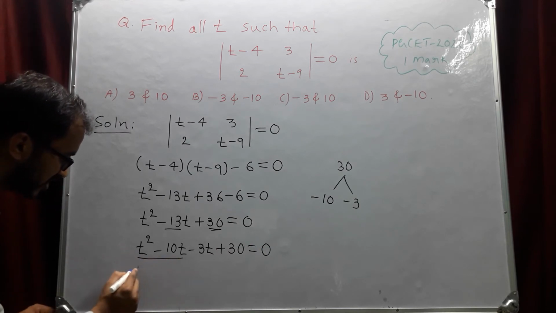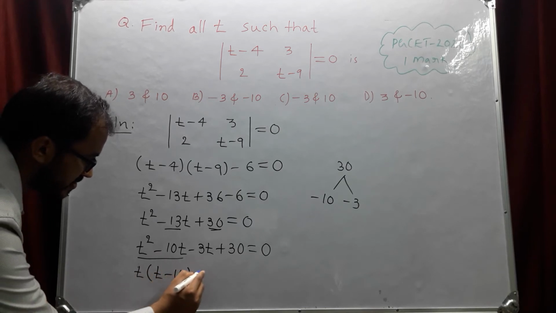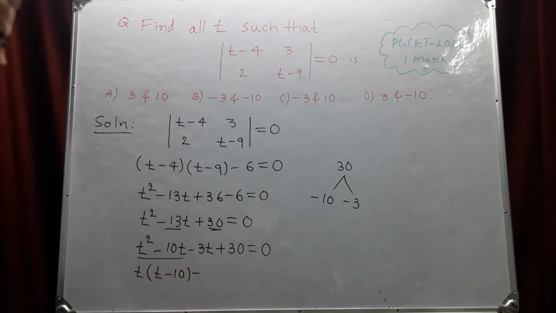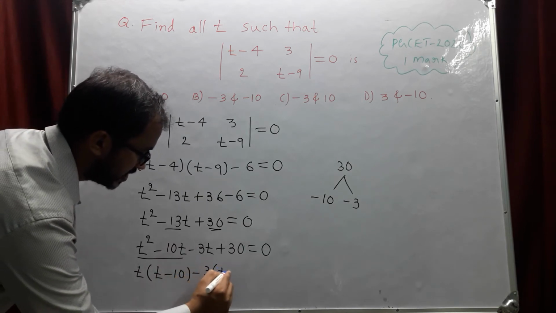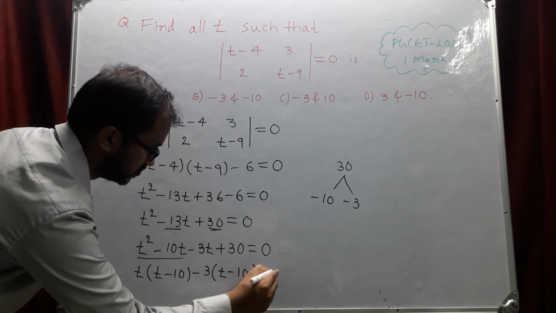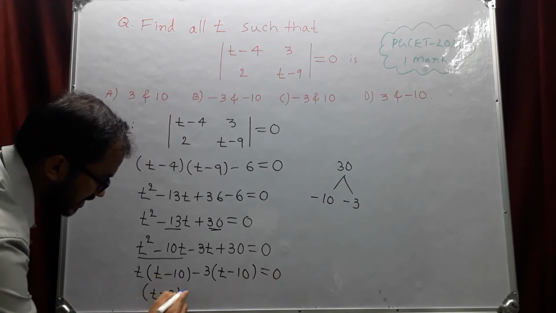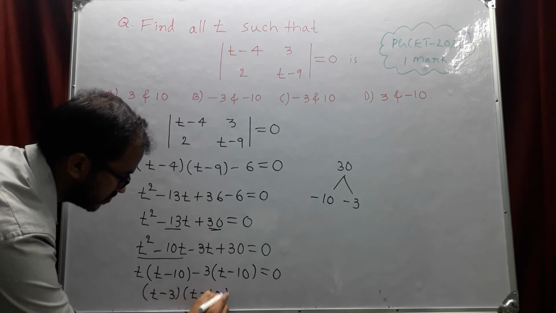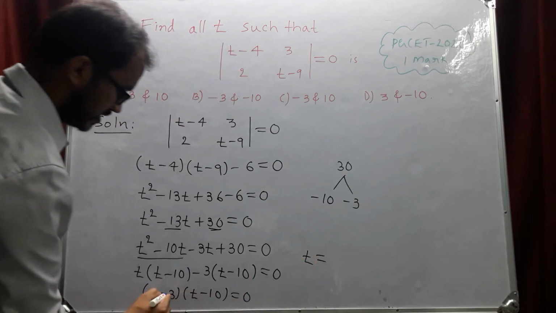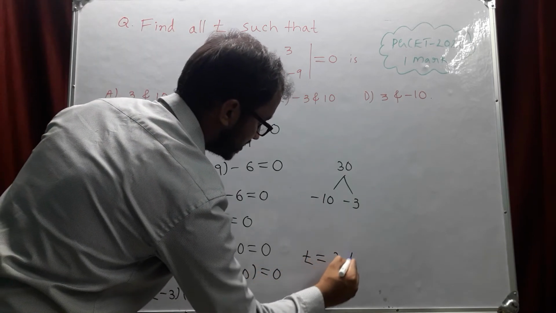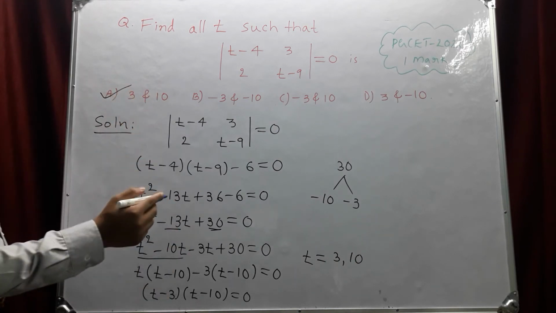Or from these two we can take t as common, t into t minus 10. From these two we can take minus 3 as common. So minus 3 into t minus 10 is equal to 0. So that is t minus 3 into t minus 10 is equal to 0. So the value of t becomes 3 and 10. So the correct option is option A, 3 and 10.